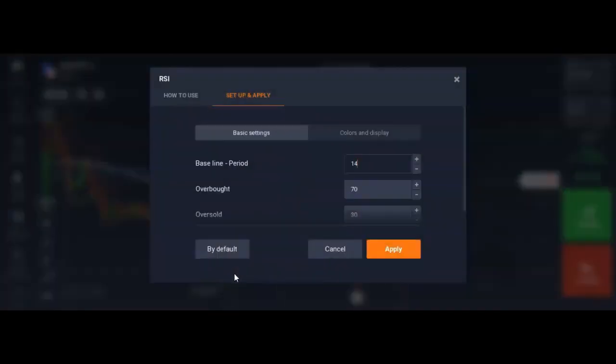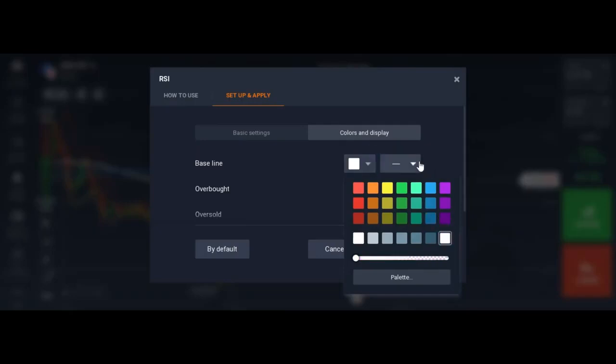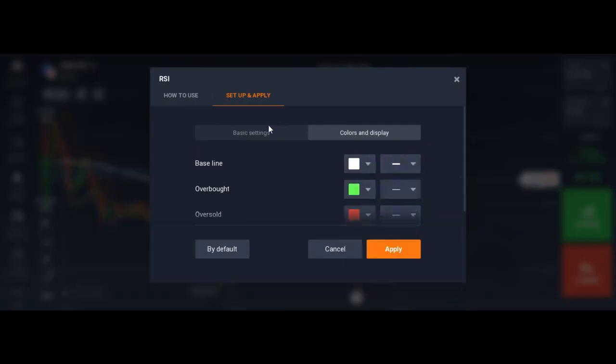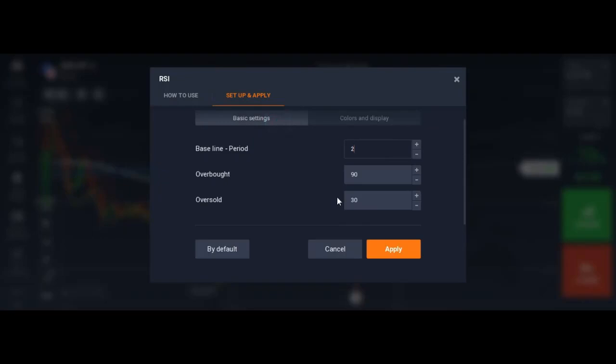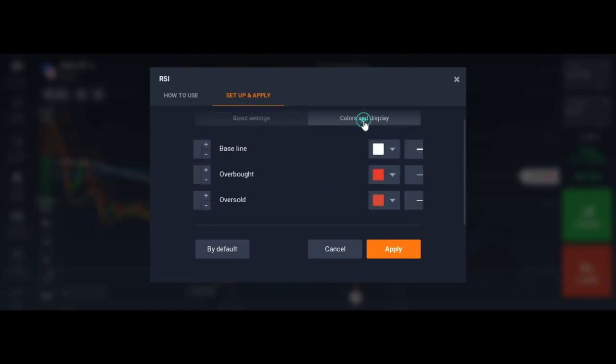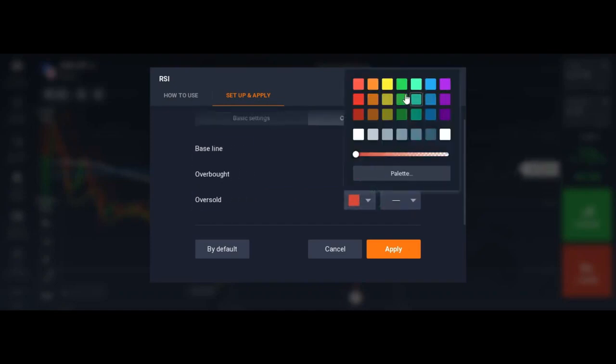Relative Strength Index, RSI, period 2. White color and white thickness. Overbought 90, color red. Oversold 10, and color green.